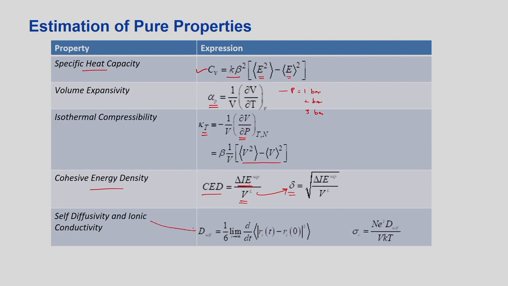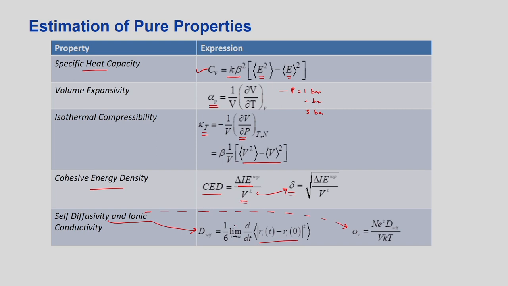Then you can also calculate self diffusivity and ionic conductivity. This is the self diffusivity, and ionic conductivity is this expression. The self diffusivity follows the Einstein equation. So, you calculate the difference between the coordinate at a particular time and the initial coordinate, then you square them, take the ensemble average and take the derivative, and you get the self diffusivity.